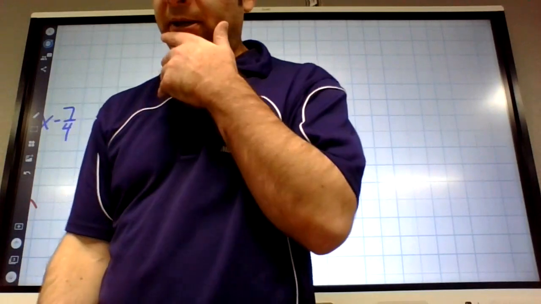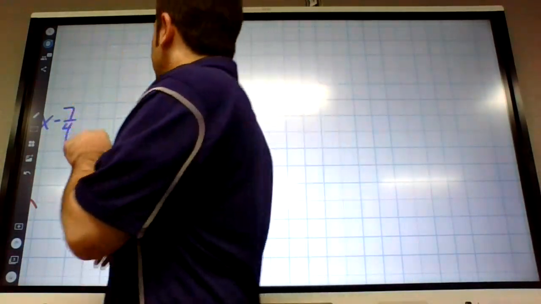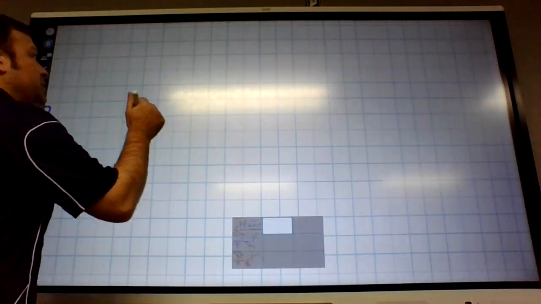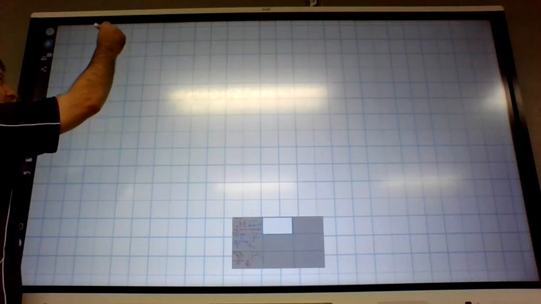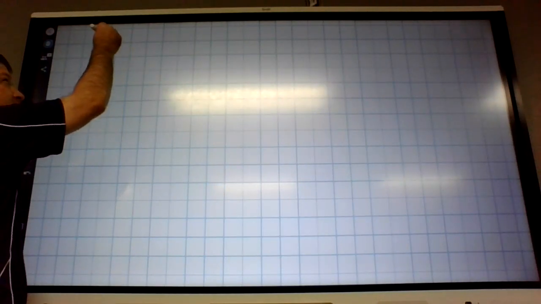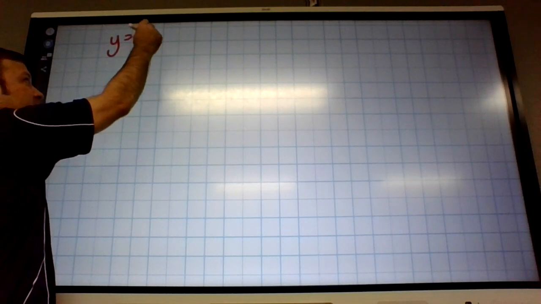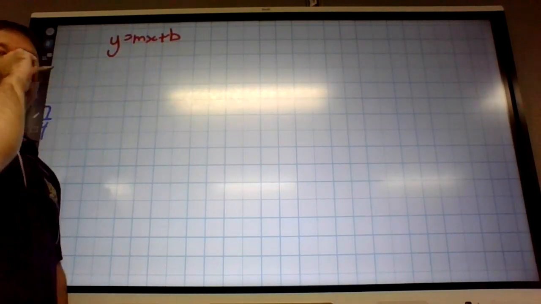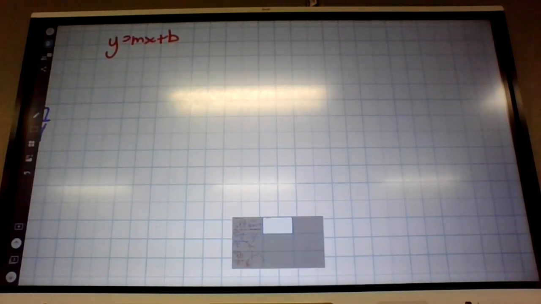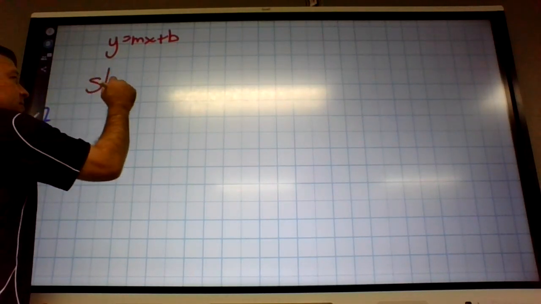7. Okay. Well, there's kind of two formulas you have to have memorized. One of them is the slope-intercept form of the line. That's y equals mx plus b. You've got that memorized. The other thing is the slope formula. How do we find the slope between two points? You guys remember? Y minus y over x minus x.